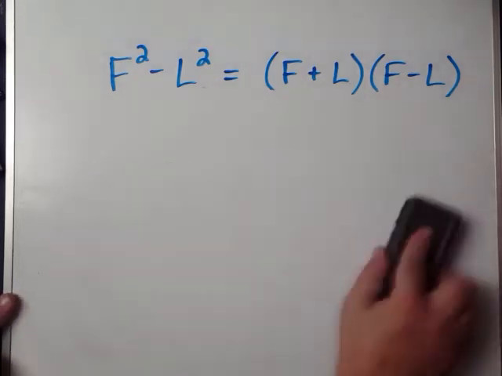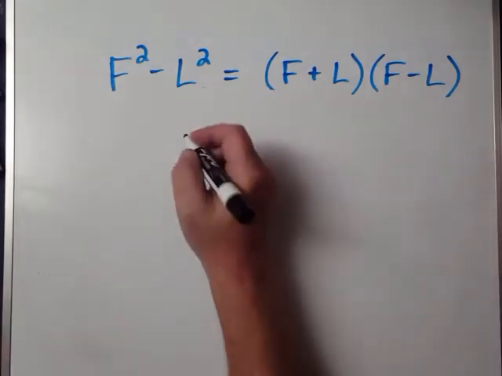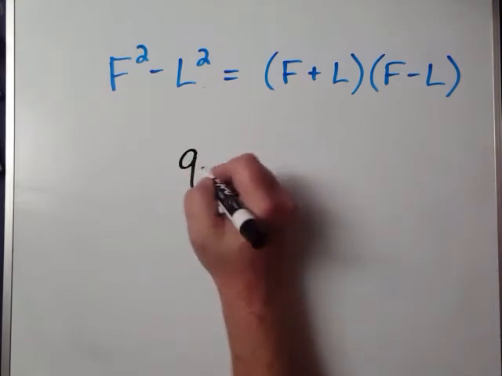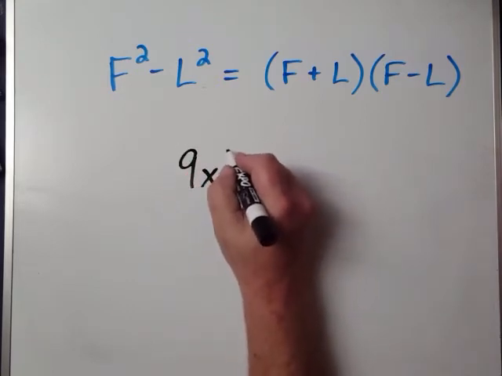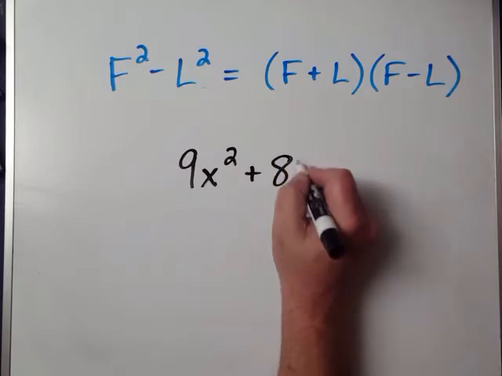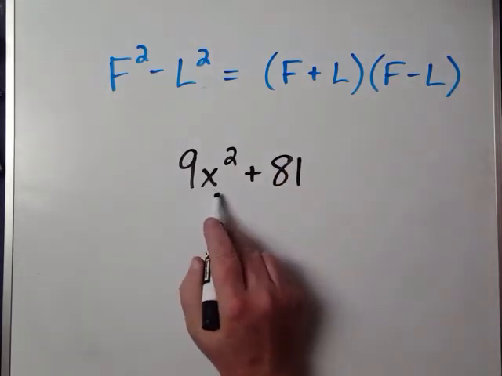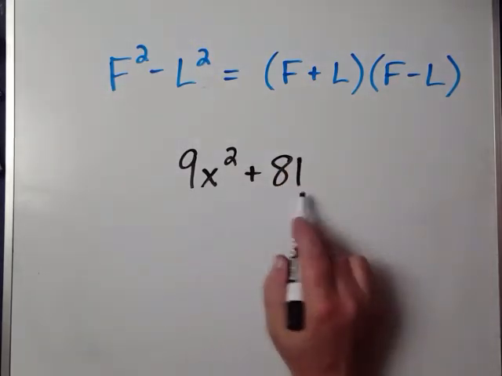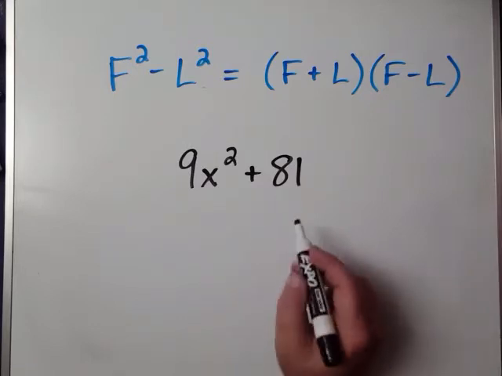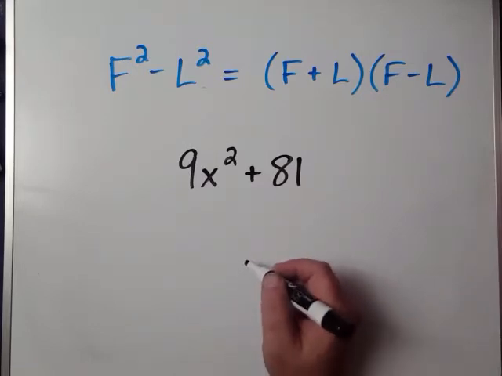Now, very careful, look at number 16. In number 16, we have a sum of squares. This first term is the square of 3x. This last term is the square of 9. This is a sum of squares.